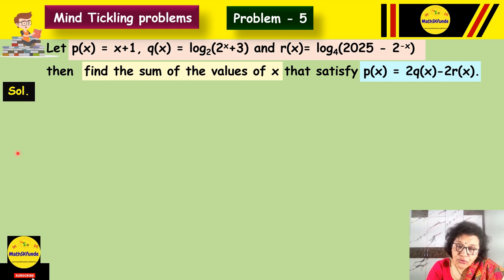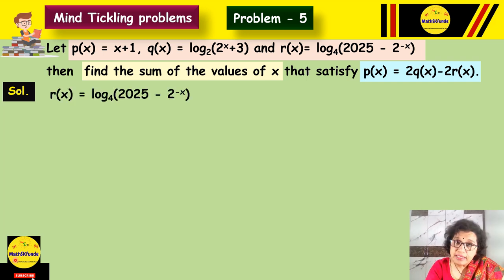Now, before jumping to Px equal to 2Qx minus 2Rx, I prefer to see carefully how Qx and Rx are behaving. See, their base is different. At one place it is 2, at another place it is 4. So whenever you want to tackle two log quantities, it is better to make the same base. So if I start with Rx, where the base is given to be 4, I need to change the base.